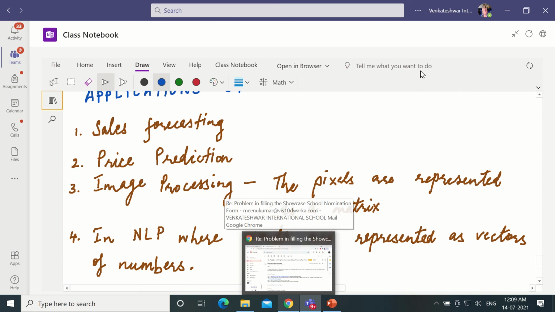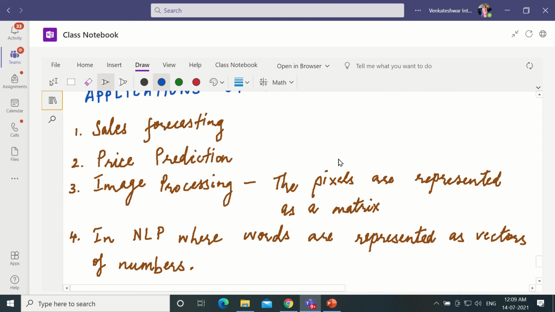For forecasting, it is being used by companies to predict their sales, the price prediction of any product. In image processing, the pixels, the tiny dots which form the core or basis of any image, are represented as a matrix. Even in NLP, that is natural language processing, in certain algorithms like the bag of words, the words are represented as vectors. So matrices are used to represent them as vectors of numbers. A vector is also a matrix, which we shall be studying later on.